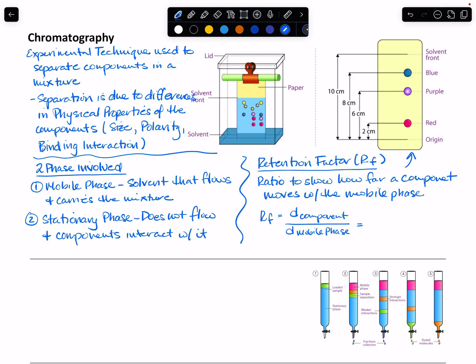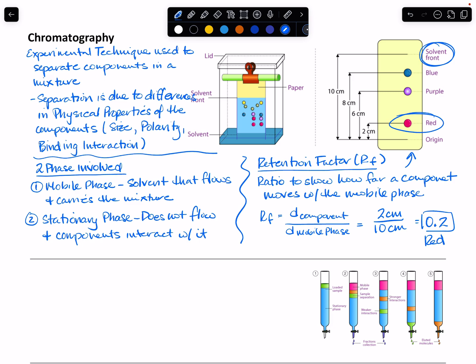Let's look at, I guess we'll go with red. First of all, you can see that the solvent front is all the way up here. So the solvent moved 10 centimeters during the experiment. The red component of our mixture moved 2 centimeters. So the retention factor for that red would be 2 centimeters divided by 10 centimeters, which is going to be equal to 0.2. So that would be the retention factor for the red component.